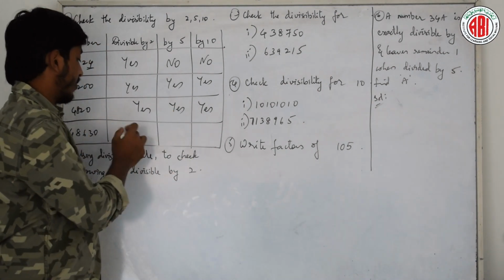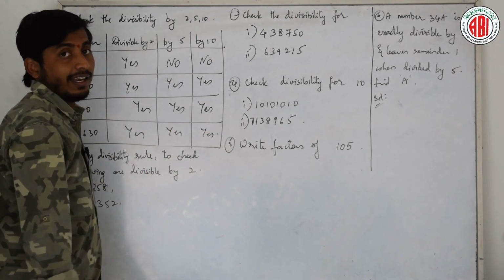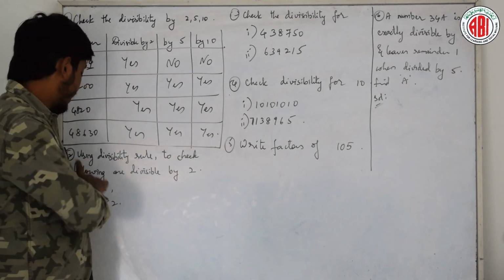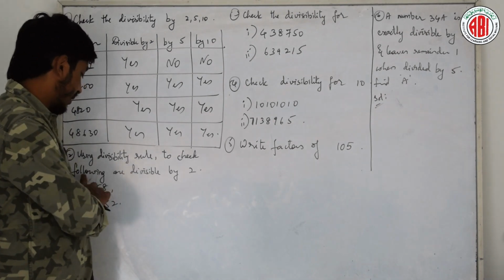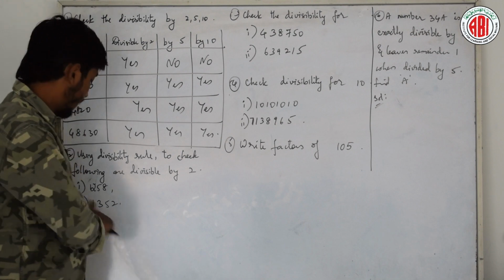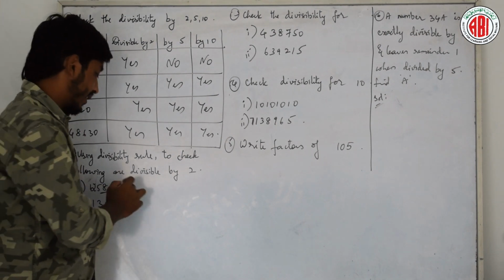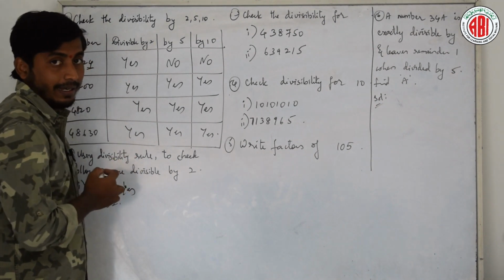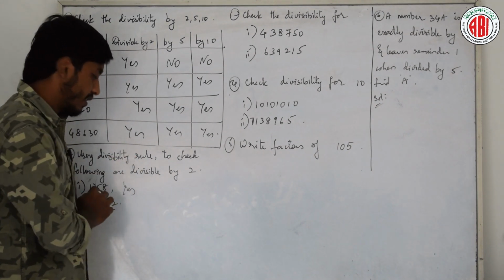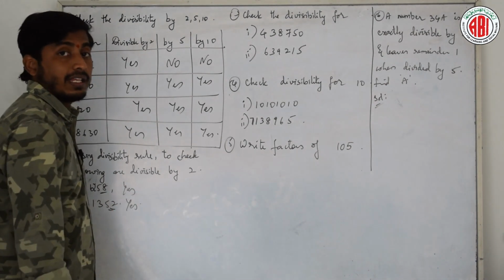Hope you can understand this. Right? Good. Next, using the divisibility rule, check whether the following are divisible by 2 or not. Tell me, 1258. What is there in the ones place? 8. Therefore, it is divisible. Next, here the ones place is 2. Here also it is divisible by 2.